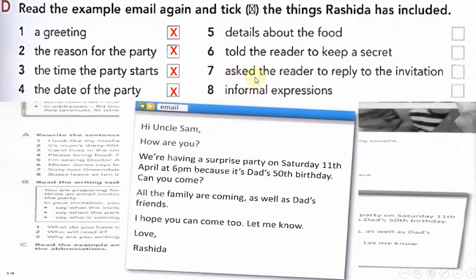Number 7. She asked the reader to reply to the invitation. She wants them to reply إنه يردوا عليها. Let me know. Look, let me know. Of course. تمام. Is there informal expressions? Of course, because this is an informal email, like hi and many other things like dad. Okay, these are informal expressions.